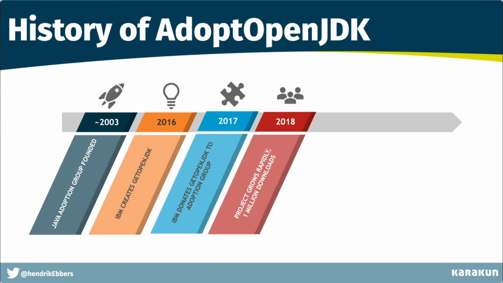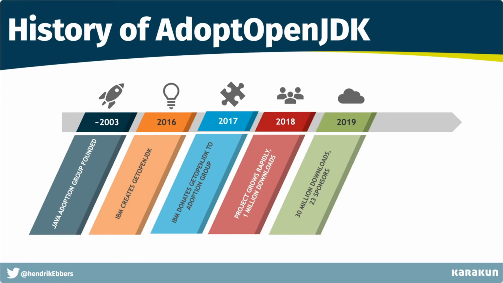In 2018, the project started to get successful. There was 1 million downloads, for example, of the AdoptOpenJDK distributions. And even 1 year later, we had over 20 sponsors that paid money or resources, like cloud providers that were sponsors, to the AdoptOpenJDK community project, and we had over 30 million downloads. This was a point where it really began to get a huge project with a lot of impact within the Java ecosystem.